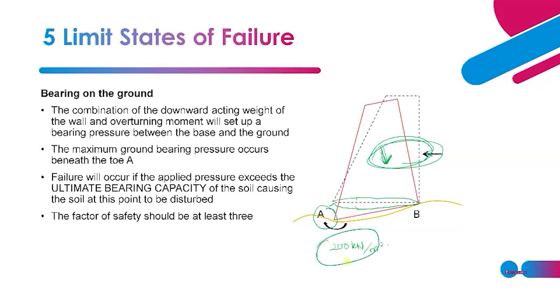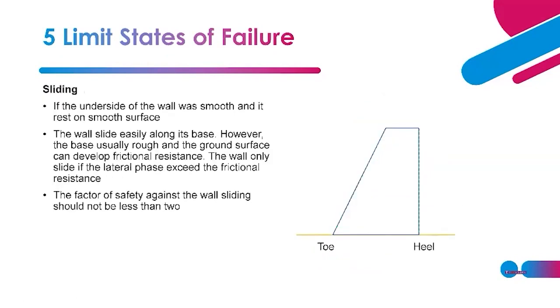That much only. Okay, if it is more than this value, the bearing pressure produced by the retaining wall exceeds this, meaning this is what will happen. It will fail. Because the pressure from the retaining wall will transfer to the soil. So if the soil cannot support it, this is what will happen. And then we have sliding.